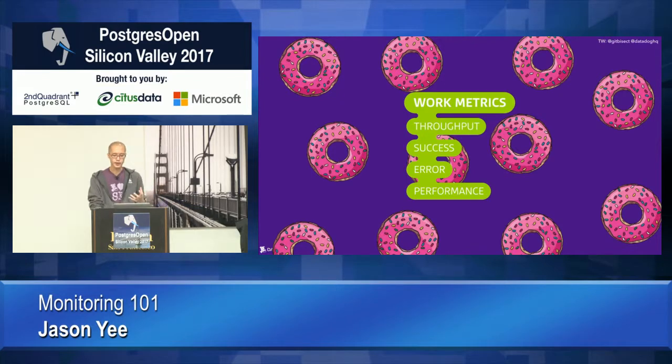Work metrics are really your high-level overview of your metrics. They're the things that matter to your business. So I particularly love donuts, and I'll use the example of a donut factory. If I have a donut factory, my work metrics are things like, how many donuts am I producing every hour? Are my donuts properly glazed? Can I sell them, or are they faulty and I have to throw them away? So thinking of the overall performance.